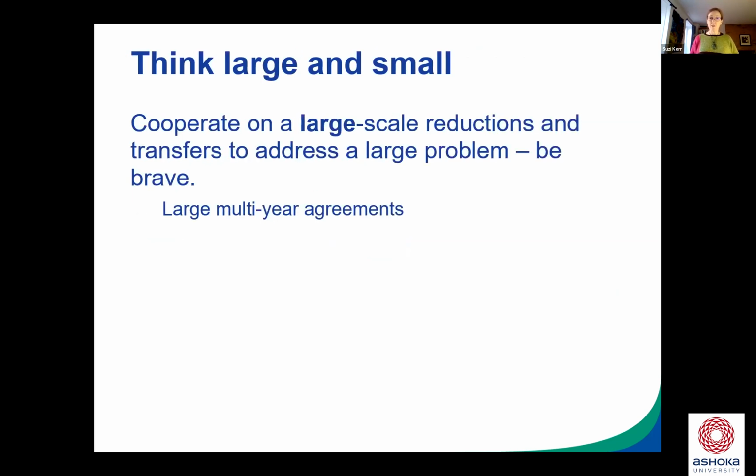So we need to think large and small. So we need to cooperate on large scale reductions because that's the actual problem we're trying to solve, and large transfers. And that requires being brave. It's so much easier to sign a little agreement for a small amount of reductions or just a small part of a sector. It feels very low risk, and it is low risk in terms of that agreement, but it's very high risk in terms of the climate because you're not going to make much progress.